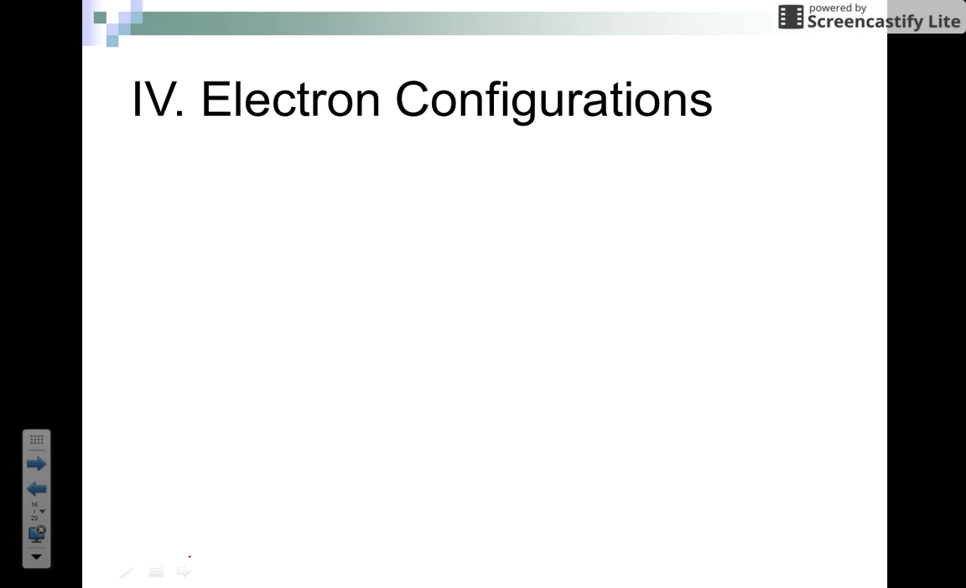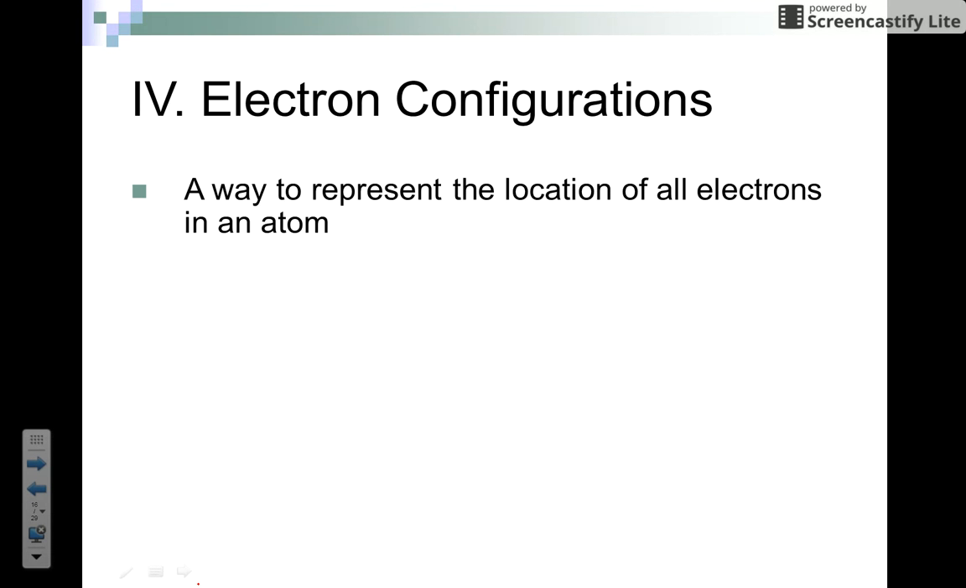All right, so electron configurations. Electron configurations are a way that we represent the location of all of the electrons in our atom. Now, when we do our quantum numbers, n, l, m, and s, this is what I call the address of our electron. It takes 4 quantum numbers to get the address of only 1 electron.